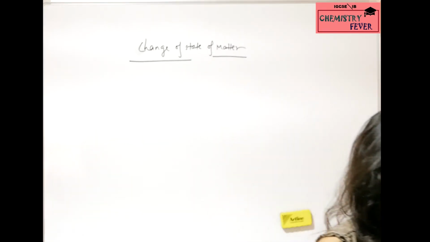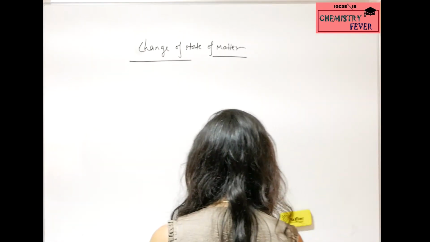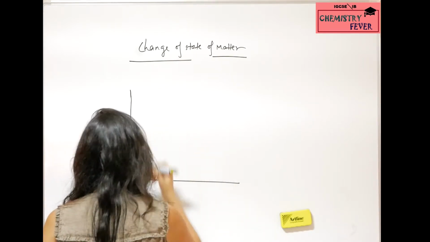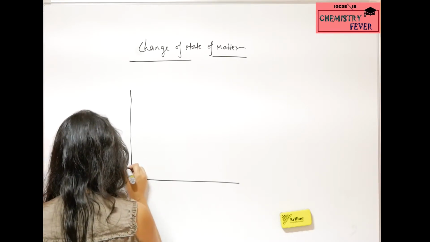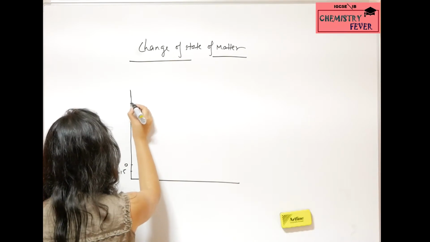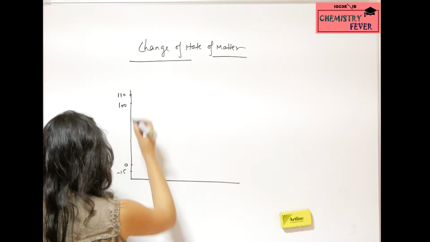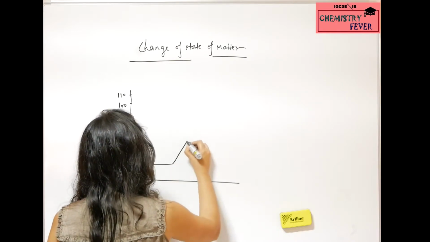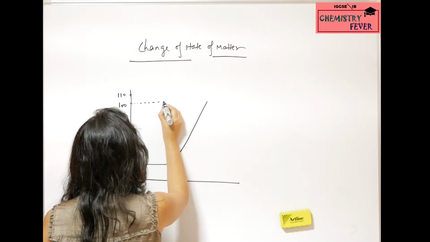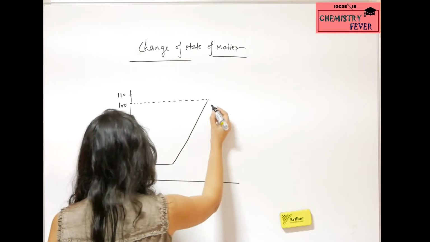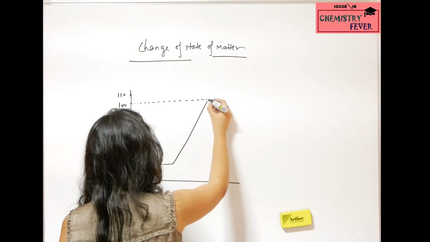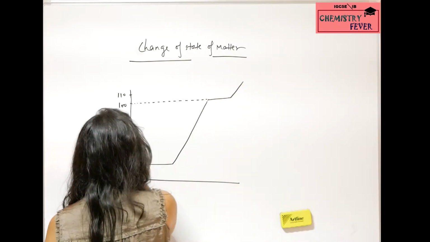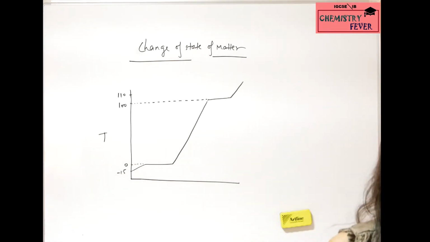Okay, so now, a heating curve. I'm making a heating curve. If you want, you can make a cooling curve. It is also like this. So that is all. Let me explain it and let me label it.